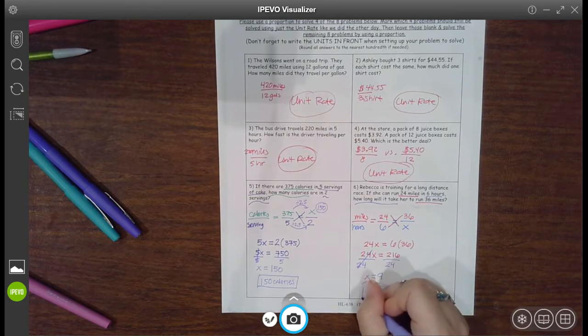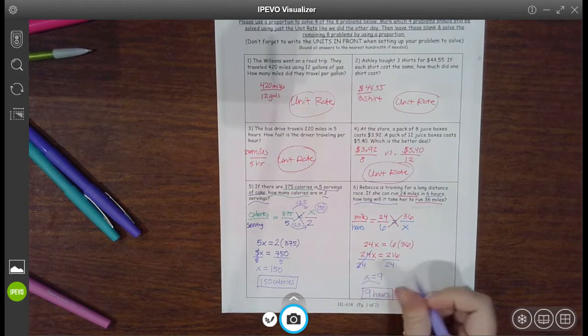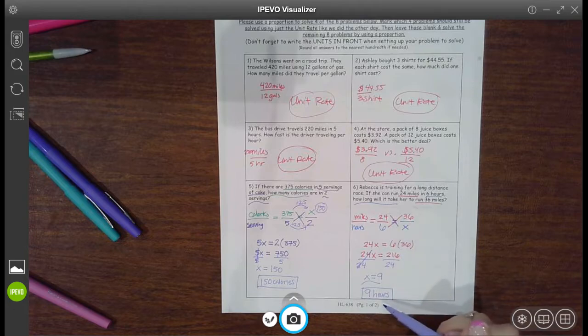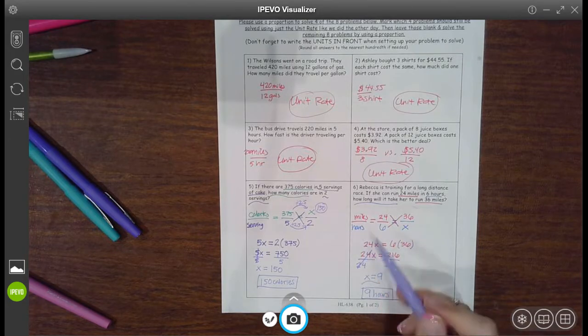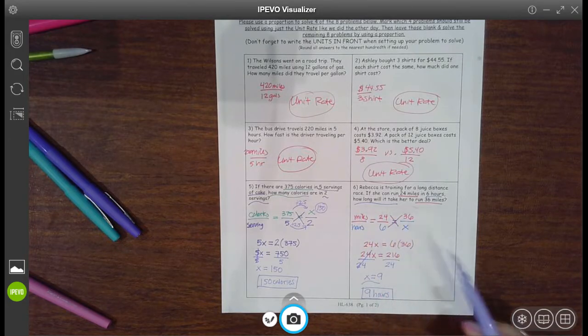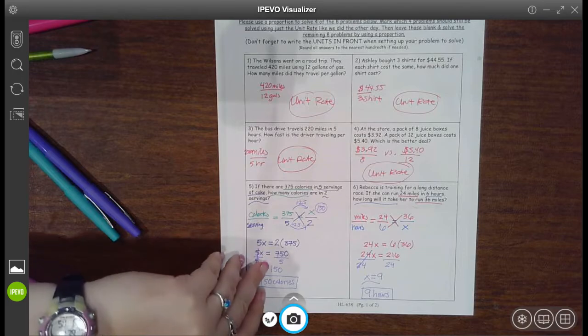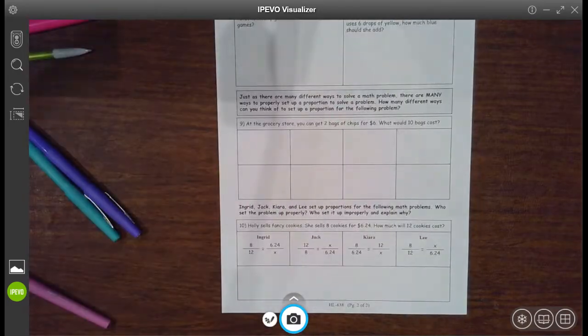And double check that that's what your question was asking. It said, how long will it take? So yes, hours make sense to be my unit, because how long will it take requires that it's asking about time. All right, let's see how we do on the next page.